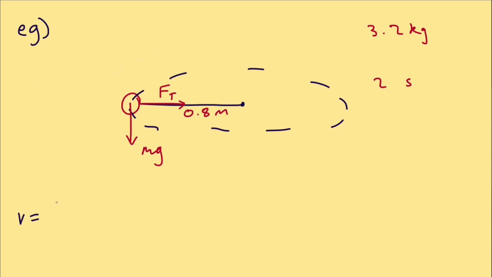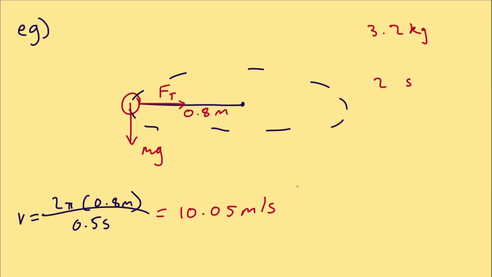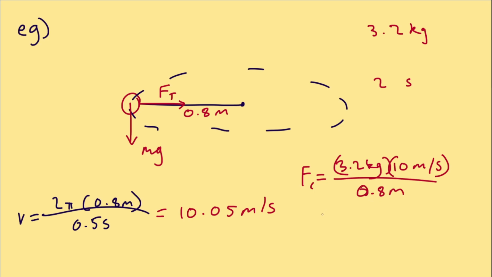When you solve for velocity with the formula, 2 pi times 0.8 meters, the radius, divided by 0.5 seconds, which is the period, you get somewhere around 10.05 meters per second. Plug this into the formula, you get Fc equals 3.2 kilos times 10 meters per second squared divided by 0.8 meters, the radius. This gives you 404 newtons of force. So the centripetal force is 404 newtons. When you're spinning around really fast, you're getting pulled toward the center with this many newtons.